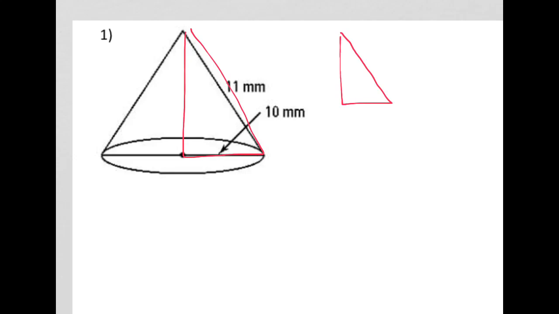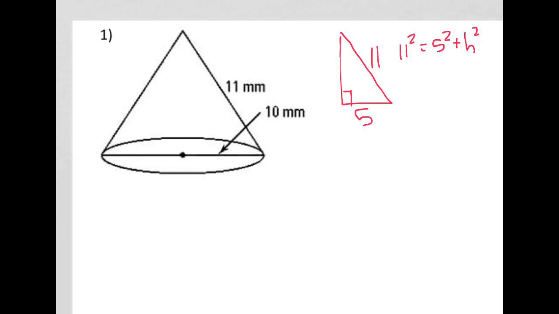So we know a couple pieces. We know the length of this hypotenuse right there, the slant height of the cone, is 11. We know the base of this triangle is going to be the radius, which if the diameter is 10, the radius has to be 5. And so we can do some Pythagorean theorem. We know that 11 squared will equal 5 squared plus that height squared.